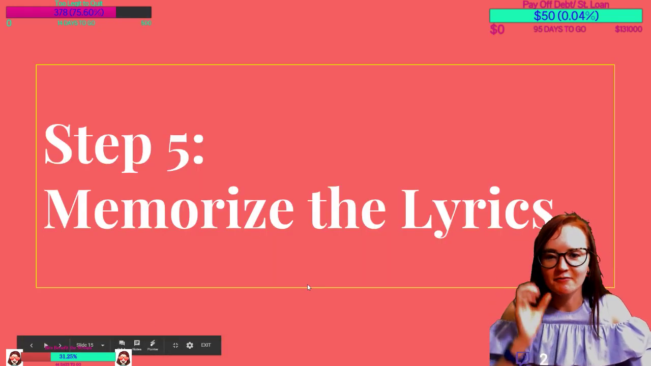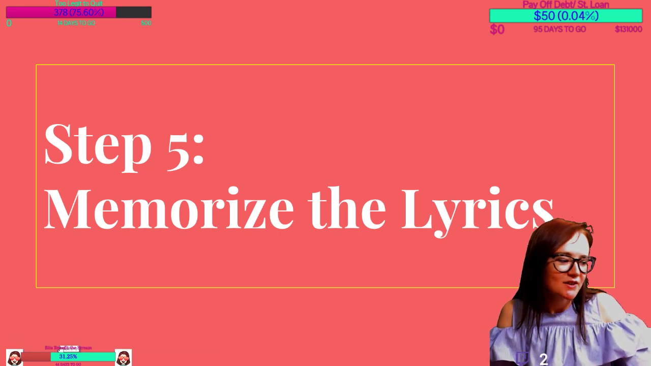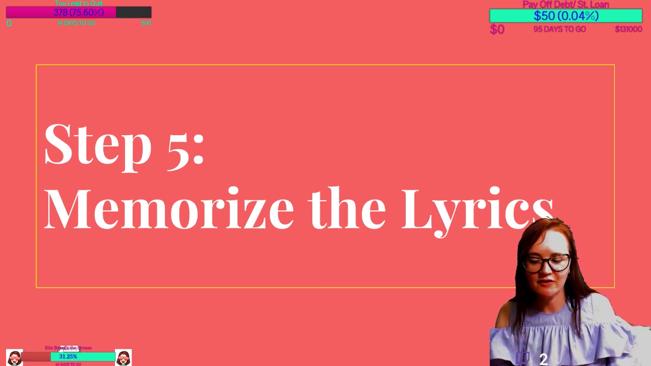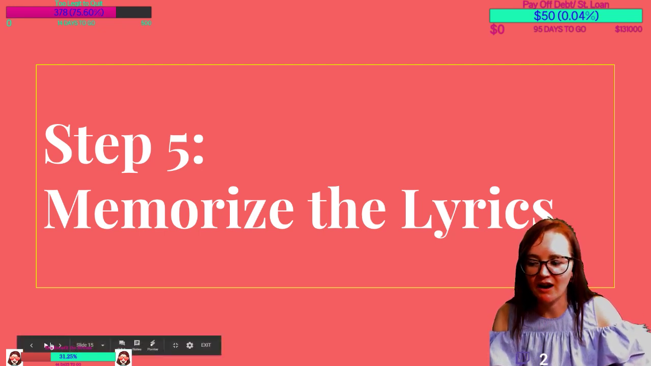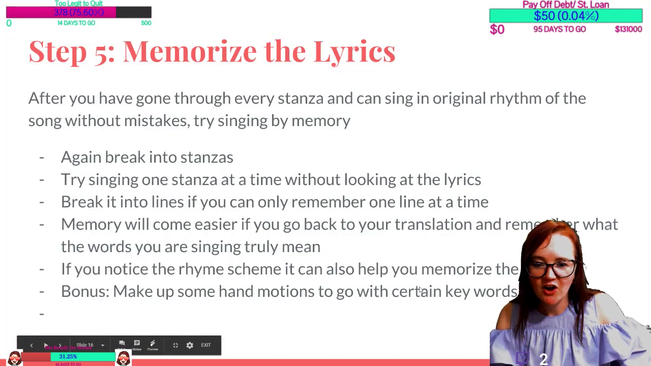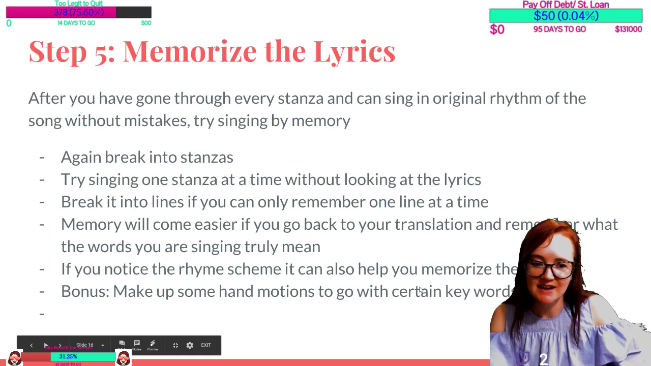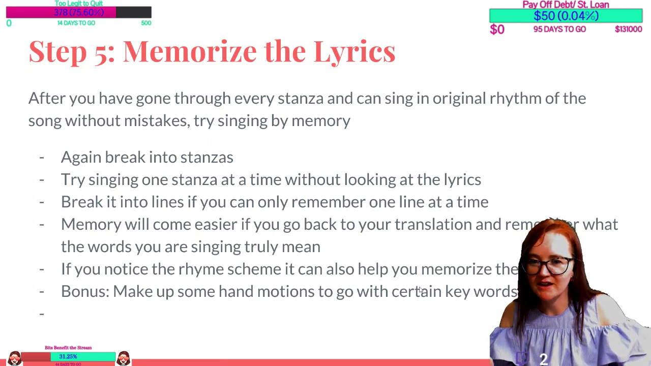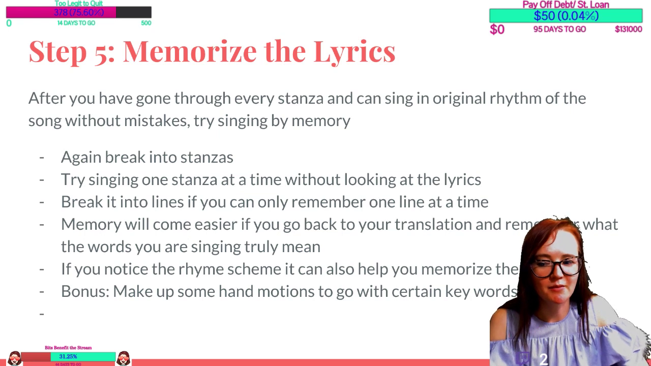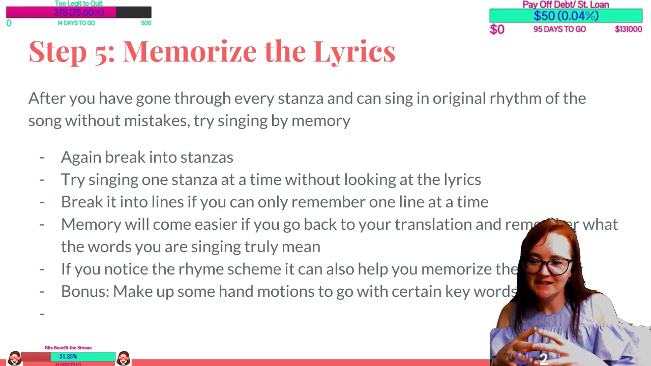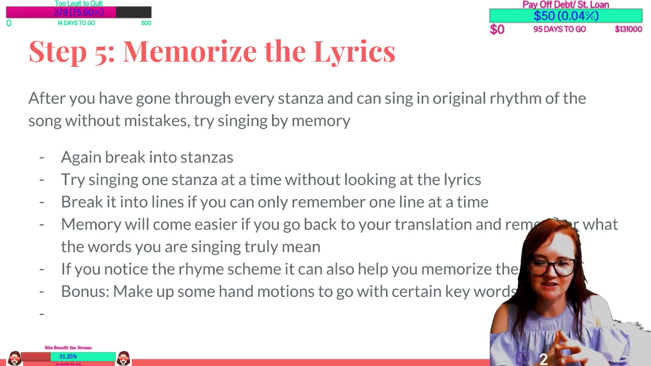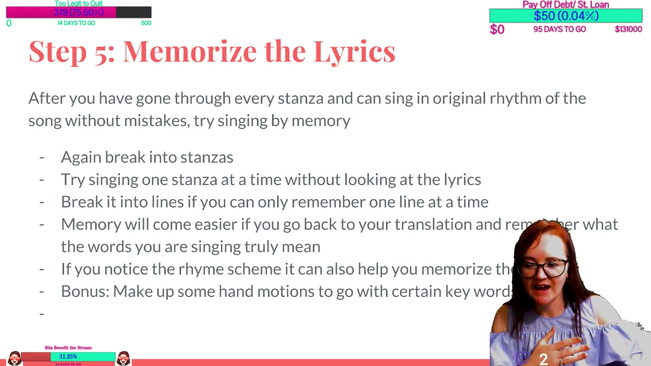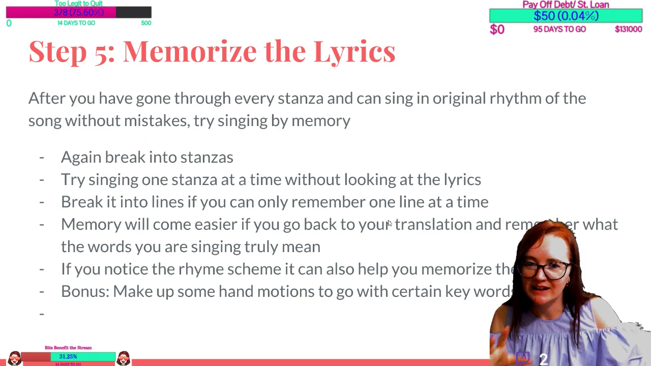Okay, step 5, memorize the lyrics. This is the bonus challenge step. If you want to be able to sing the song without looking at the lyrics, this is what you have to do. After you've gone through every single stanza and you can sing it in the original rhythm of the song without making mistakes, then you're going to try singing it by memory. So you're going to have those same stanzas that you broke it into, and you're going to try to sing it without looking at the lyrics. Try singing one stanza at a time, and if you can't, then try breaking it into even lines within each stanza.